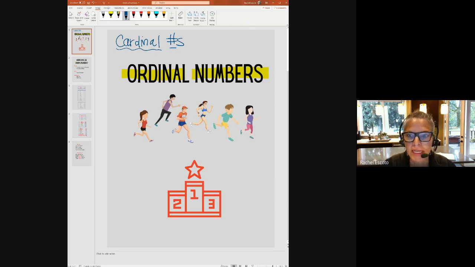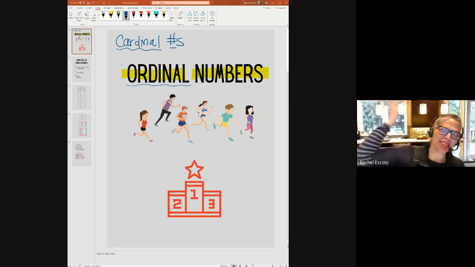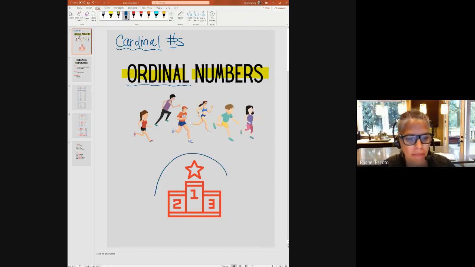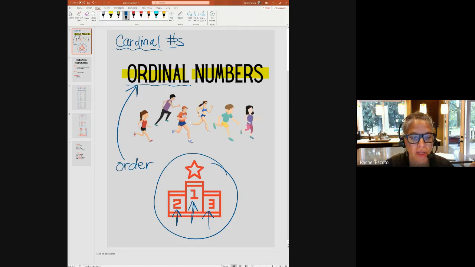But sometimes we need different numbers for order, to tell us order. So, for example, in a race, these people are running. They're running a race, and someone will win, number one, and someone will lose, last place, right? Just like on this podium, someone will win, and then someone will come in here and here. This is order, and that's where the idea of ordinal numbers comes from. So numbers that tell us order.